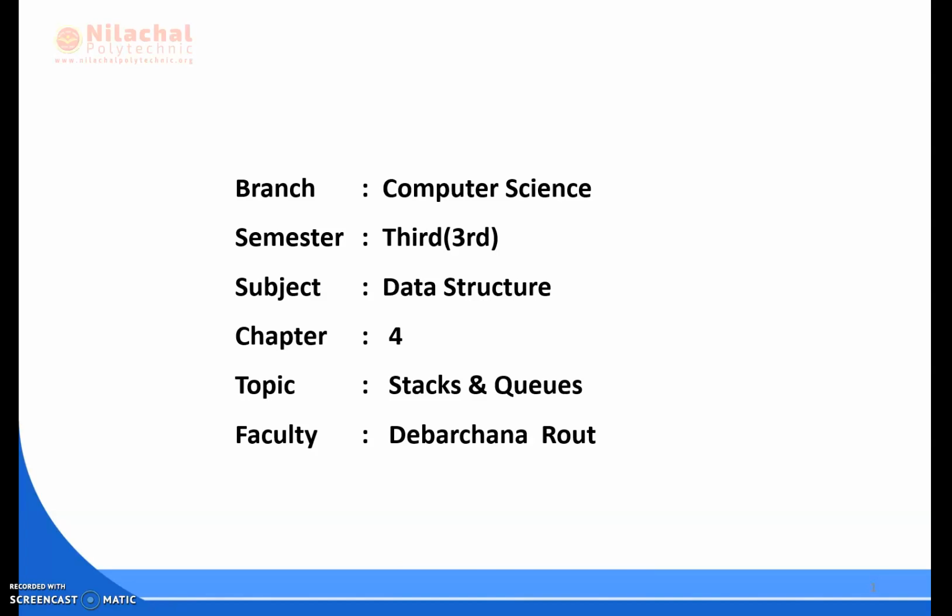So in our coming slides further, we will be studying what are the properties of stack, what are the operations we are going to perform on stack, what are the properties of queues, and what are the operations we are going to perform on queues. So let's start.